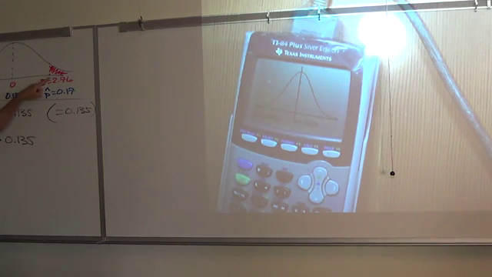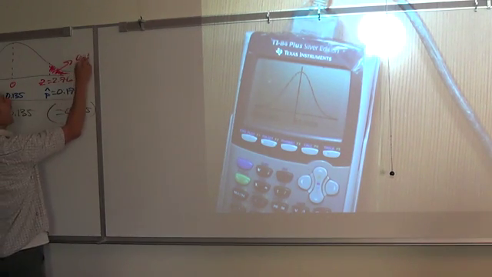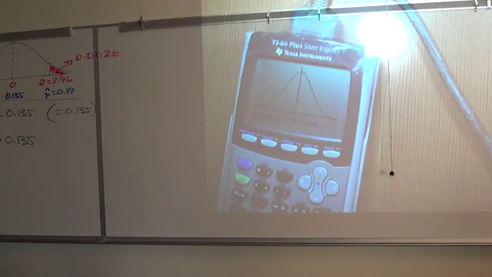Now, I drew this probably too far this way, didn't I? If you look at the p-value on that, it's tiny. Oh, I like that word. It's 0.0026. That's like a 1 in 400 chance.